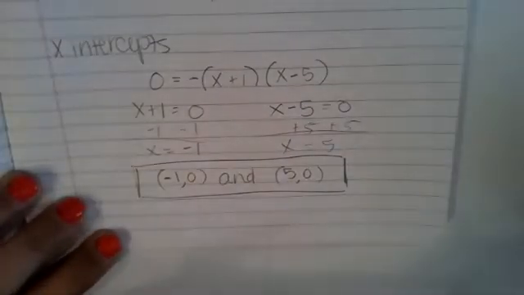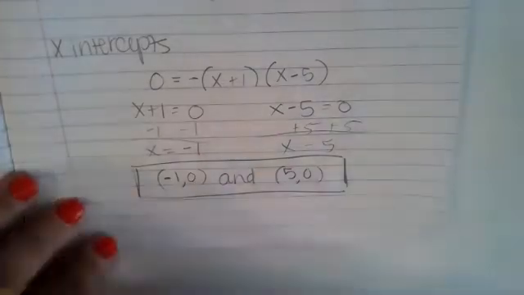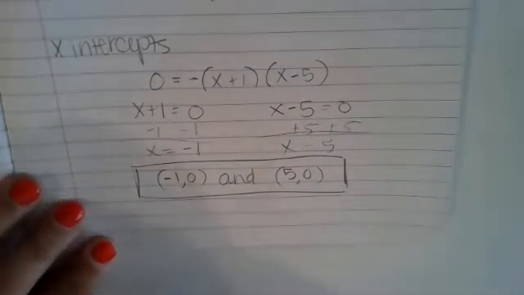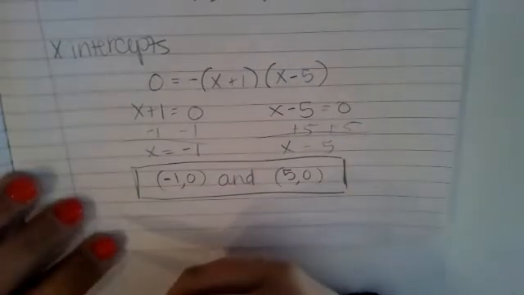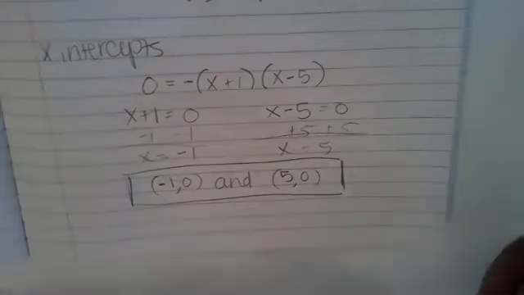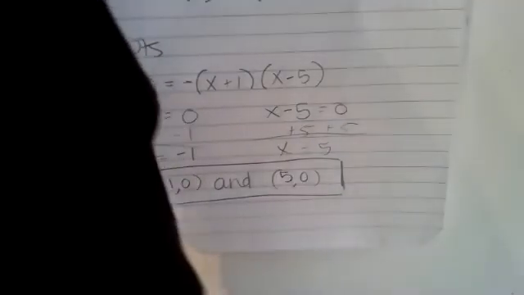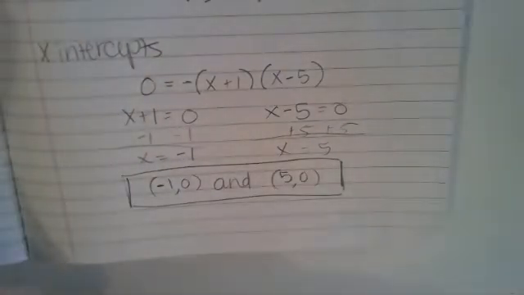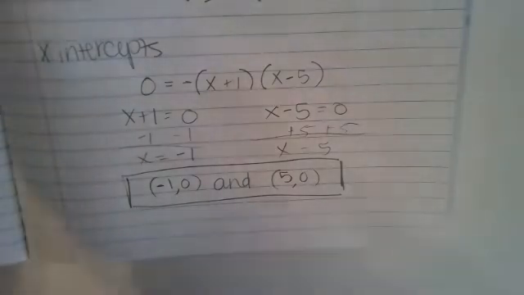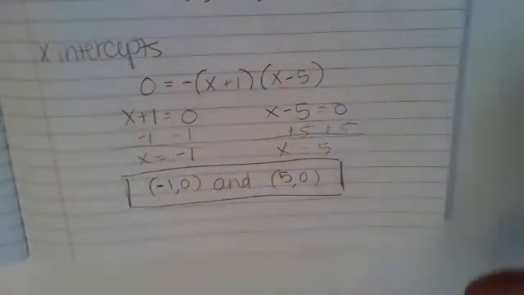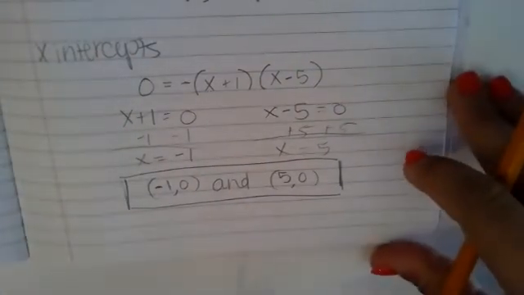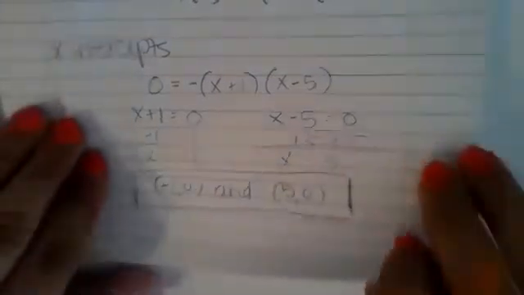There are my intercepts. Remember, the intercepts are a point on the graph, and therefore you have to make sure to write them as an ordered pair, right? Point on the graph, so ordered pair is important. Next thing we're going to do is look at the axis of symmetry. Because we are in factored form, the axis of symmetry uses a different formula.